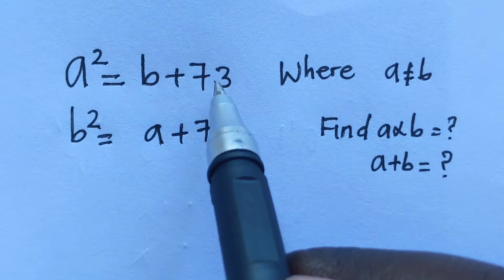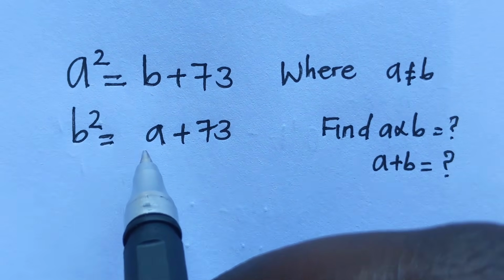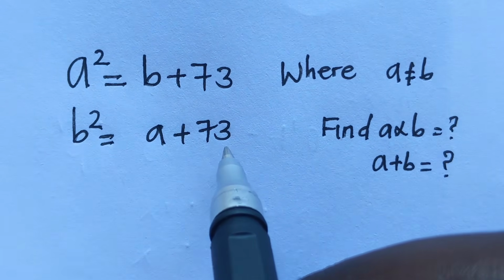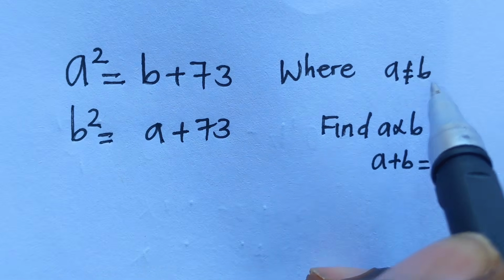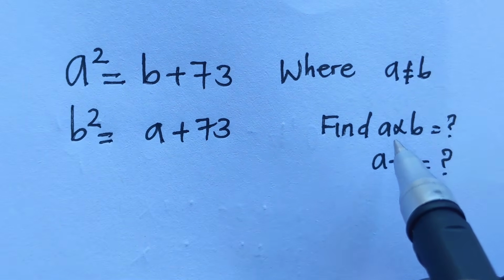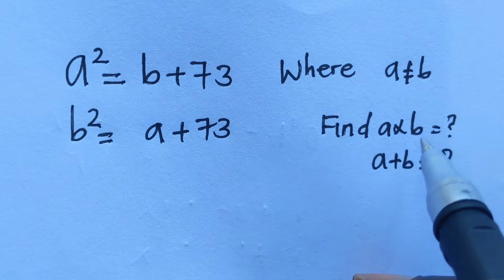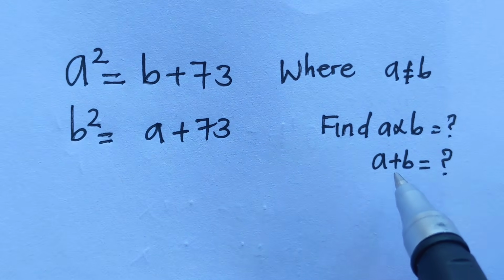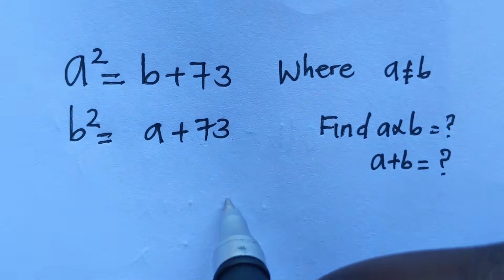Hello everybody, welcome to this platform, and to this video we have given a question: a squared equals b plus 73, whereas b squared equals a plus 73, where a should not be equal to b, and of course we are supposed to find the value of a and b, and this value of a plus b is equal to what? Let's provide the solution.